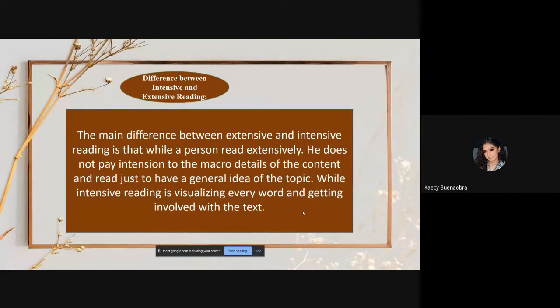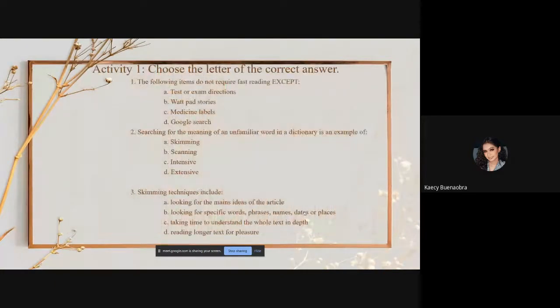So now that we are done with the four different reading styles, I hope that everyone learned a lot from our lesson. So for your activity, choose the letter of the correct answer. Class, I'll give you 5 minutes to finish this activity and you may start.